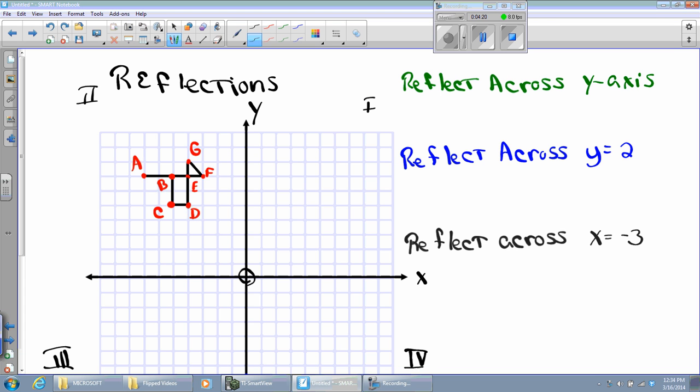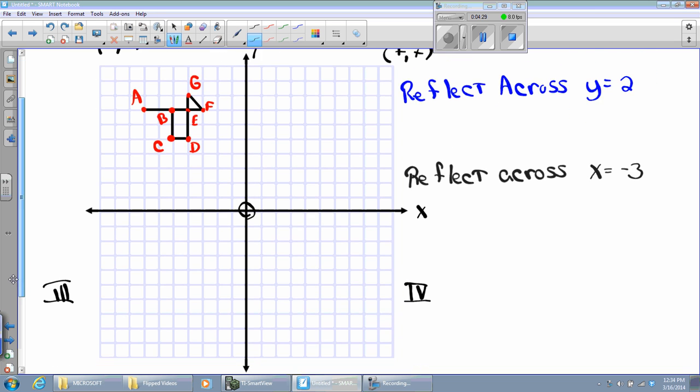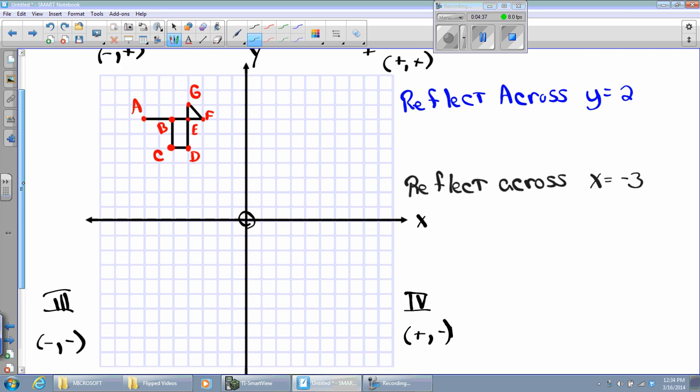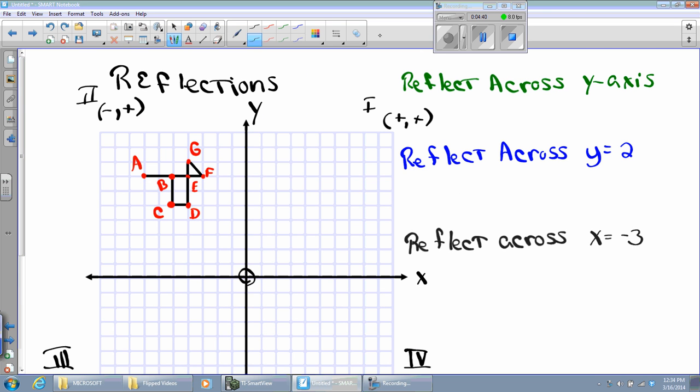And if I'm Ethan Flanagan, I might actually do this. I might go plus, plus. And this would be minus, plus, right? X is negative. And then down here in quadrant 3, I'm at negative, negative. And quadrant 4 is positive, negative. Like that. All right, so I got to reflect across the y-axis.